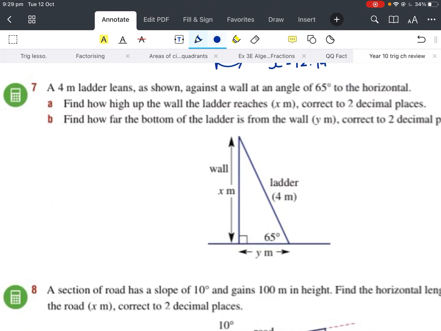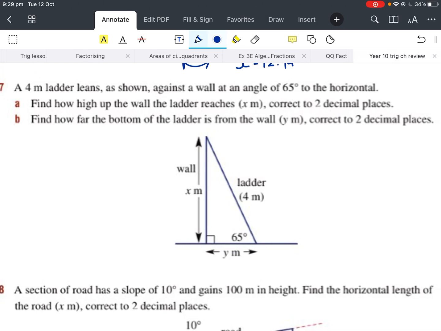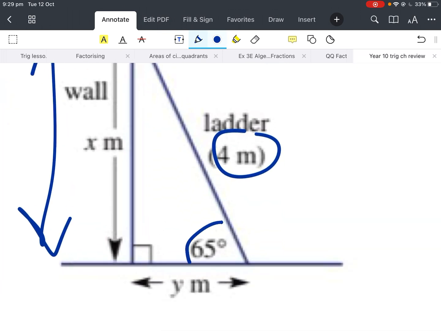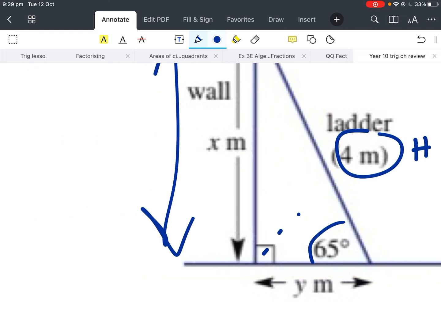Right, let's try some harder ones. Question 7. A 4-metre ladder leans as shown against a wall at an angle of 65 degrees to the horizontal. Find how high up the wall the ladder reaches, correct to 2 decimal places. So, high up the wall, we're going to do this one first by the looks. We've got a 65 and we've got a 4. So let's see what we've got. We've got 65. This is opposite the right angle, so that's the hypotenuse. From here, this one is next to, so that's A. This one is opposite, so that's O.